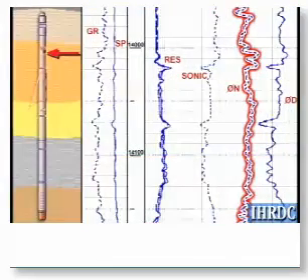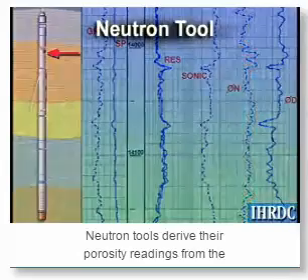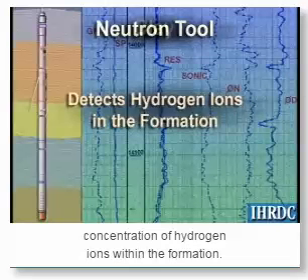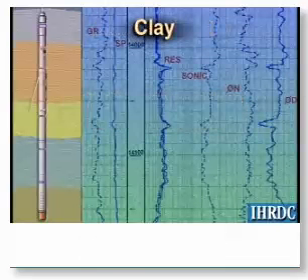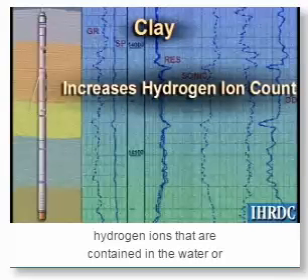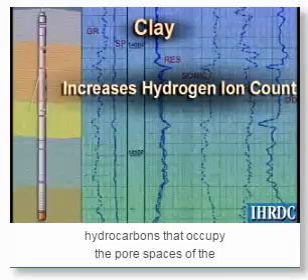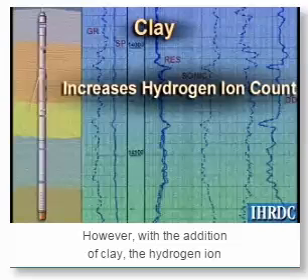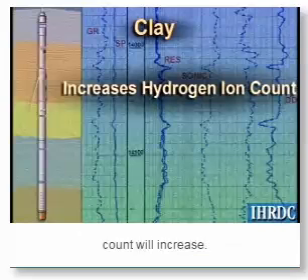Neutron tools derive their porosity readings from the concentration of hydrogen ions within the formation. In clean, clay-free sands, the neutron tool detects hydrogen ions that are contained in the water or hydrocarbons that occupy the pore spaces of the formation. However, with the addition of clay, the hydrogen ion count will increase.